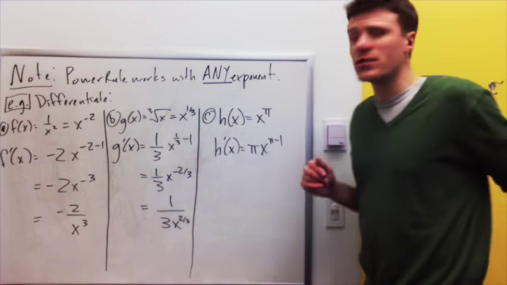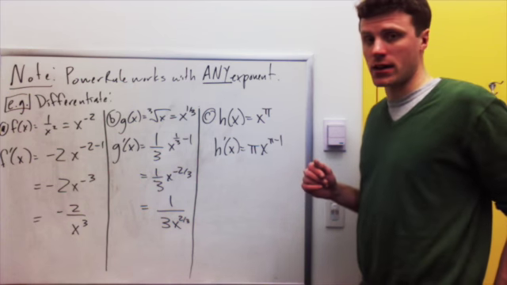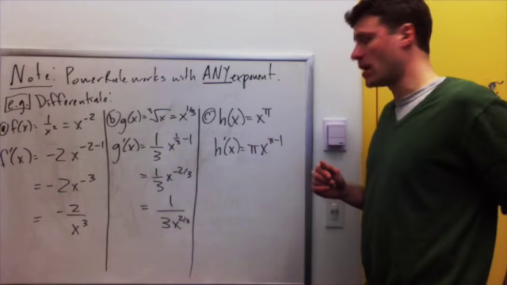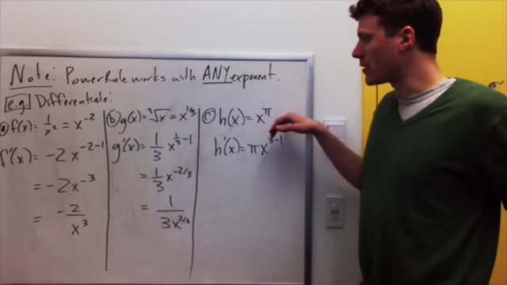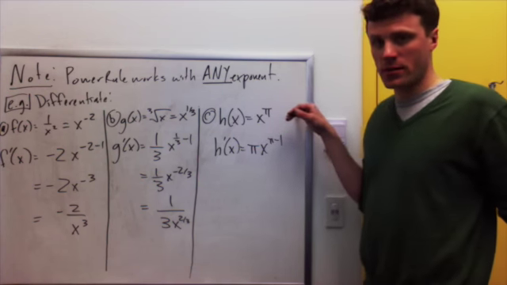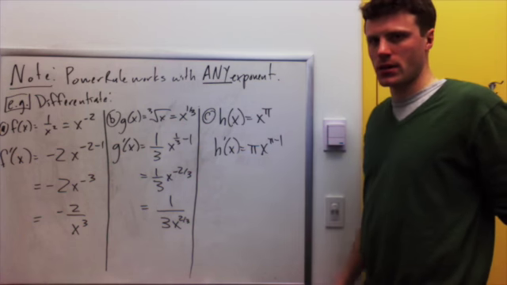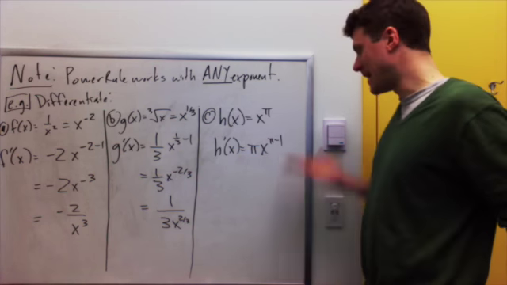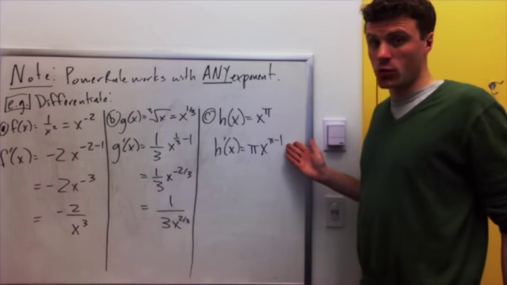Finally, what about something that's not even rational, like the number pi? I cannot write pi as a ratio of two whole numbers. I can approximate it, but I can't write it exactly. So how do I take the derivative of x to the pi? I bring pi down. I subtract 1. I can't do any better because I can't write pi any nicer than that, or pi minus 1. So that would be the final answer.